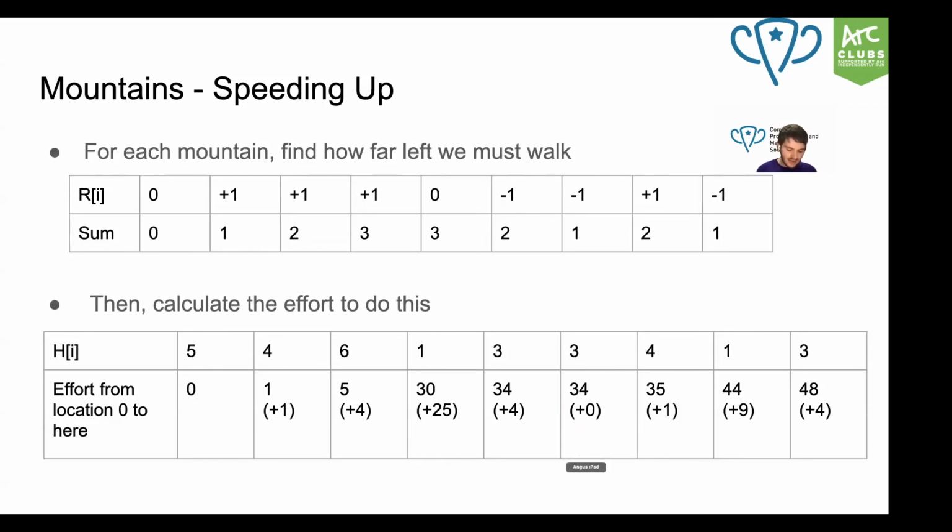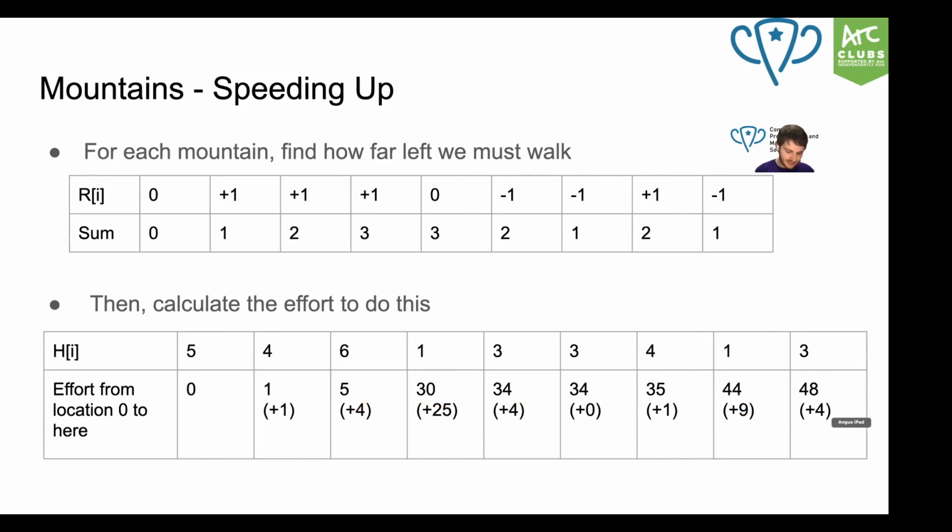So for example, the effort taken to walk from the start to the start is 0. From start to here is 1 because of the 1 difference. From here to here, well, we add 4 because of 2 squared. So the total effort to go from the start to here is 5. Then we add 25 to get here, and then etc., etc.